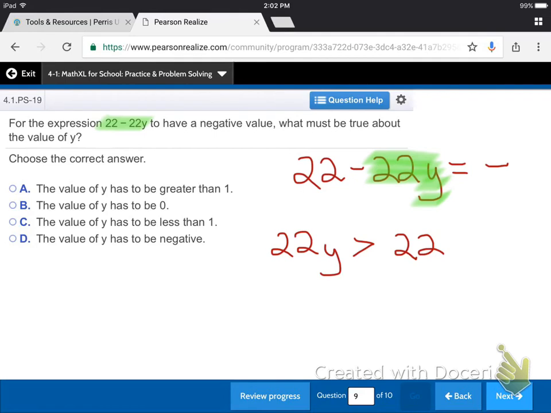Well, how are we going to make that happen? That means y has to have a value of what? Think about it. Answer choice, did you figure it out yet? Very good. y has to be bigger than 1, because if it's bigger than 1, then 22 times 1 or more, like 2 or 3, will be bigger than 22, and that's what we'll need.